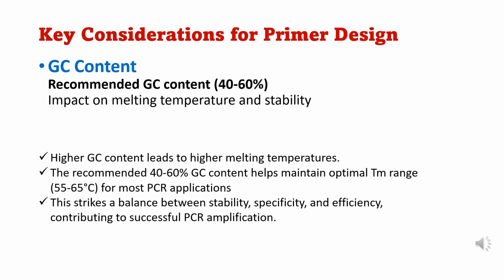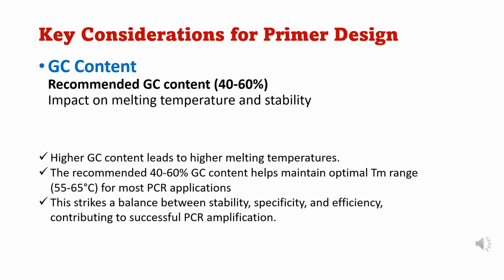GC rich regions form more stable duplexes due to strong hydrogen bonding, and a balanced GC content, which is around 40 to 60%, provides sufficient stability without being too rigid. And the proper GC content ensures efficient primer annealing to the template. Too low GC content may result in weak binding and poor amplification. The balanced GC content helps maintain specificity by avoiding non-specific binding. Also, extremely high GC content can lead to mispriming and off-target amplification. Optimal GC content contributes to consistent and efficient amplification.